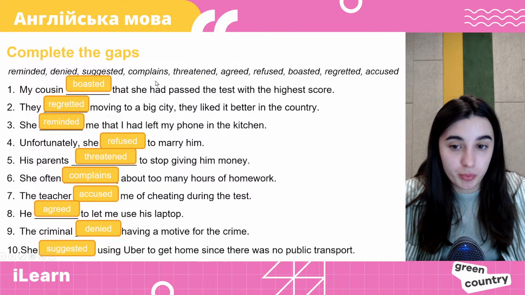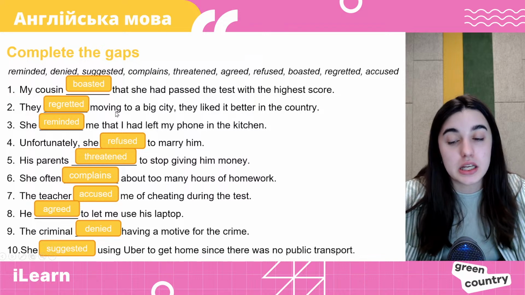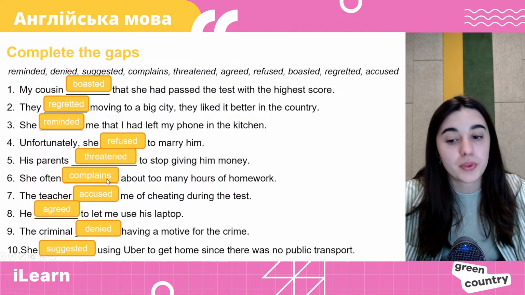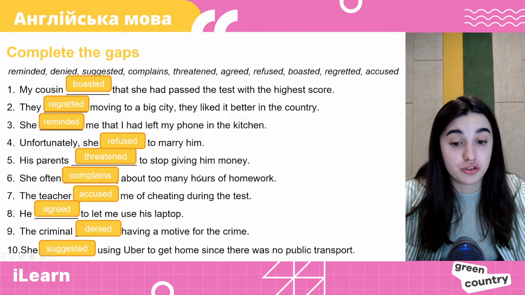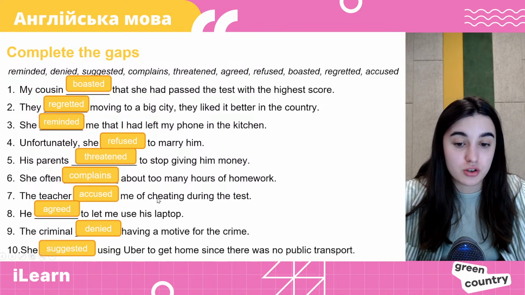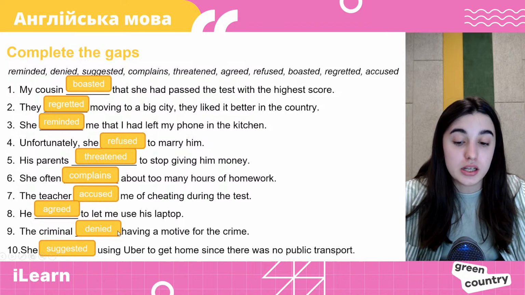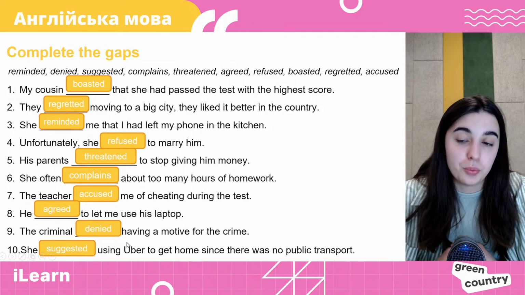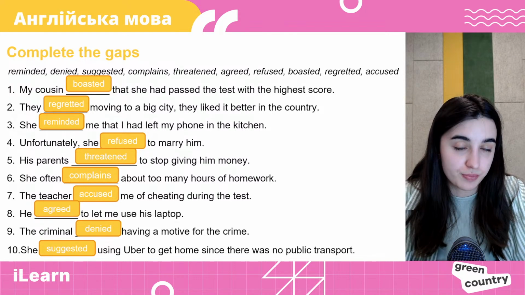And to sum up what we have, boast we use with that clause, regretted we use with ing, reminded that clause, refuse infinitive, threatened infinitive, complain preposition and noun or gerund, accuse preposition gerund, agreed infinitive, denied gerund, suggest gerund. And now we are going to have the last task, but let's sum up reported speech.